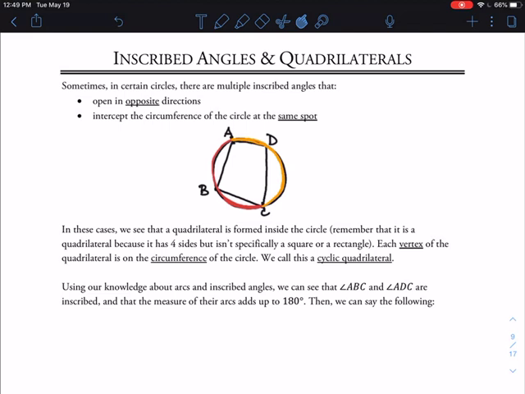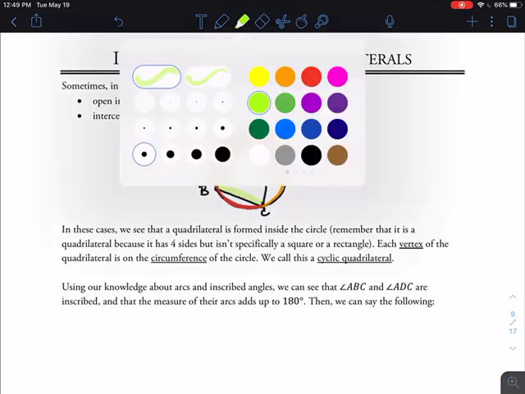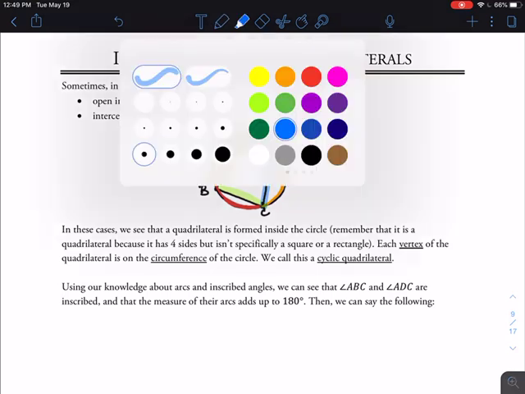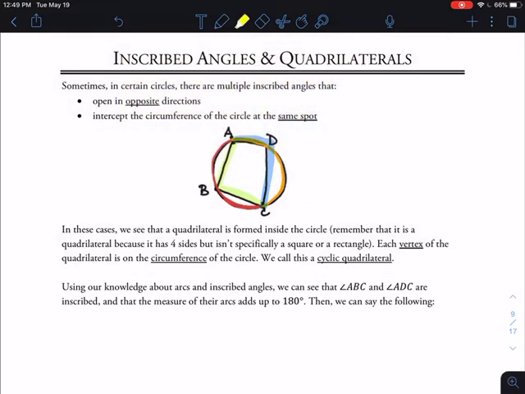Okay, so sometimes we have multiple inscribed angles that open in opposite directions. For example, we have one angle here, and we have another angle here, and you see how they're opening in opposite directions? That's what I'm talking about. We can also see that both of these angles intercept the circumference of the circle at the same spot. So I mean that there's an intersection here and here where both angles are meeting the circle.